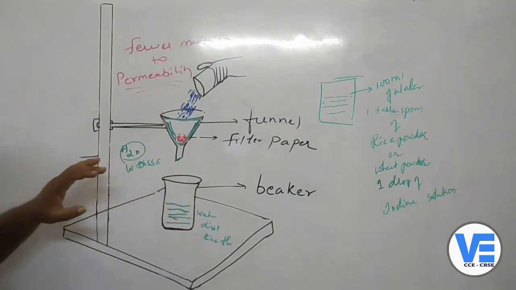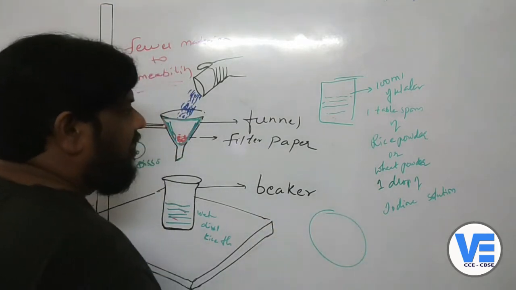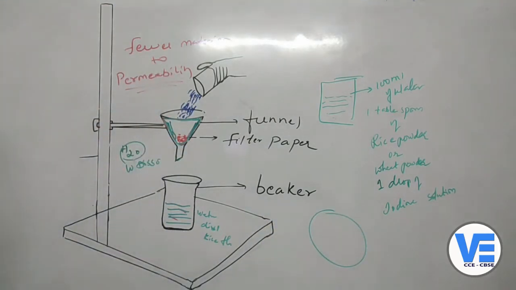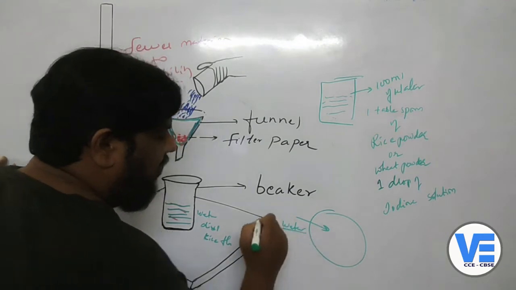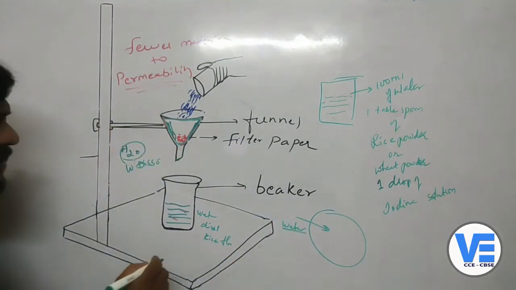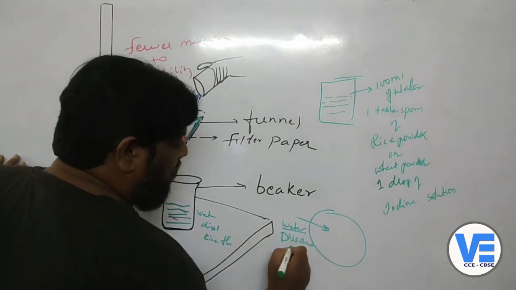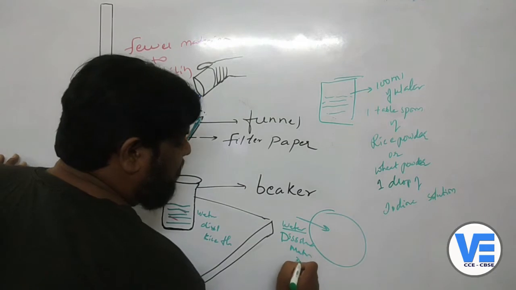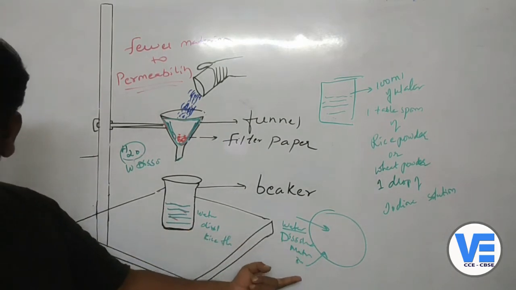Now in the same way, the cell membrane also acts in the same way. This cell membrane will allow the water to pass through it. Second, it will also allow the dissolved materials or substances to pass through it. It will not allow the undissolved things to pass through it. That is what is done by the cell membrane also.